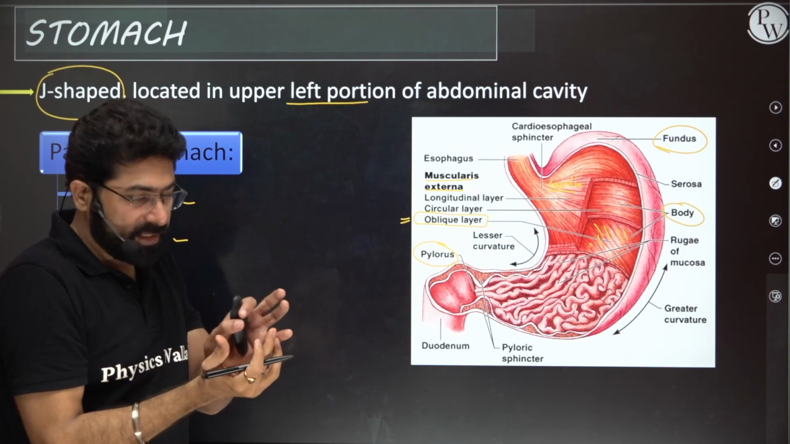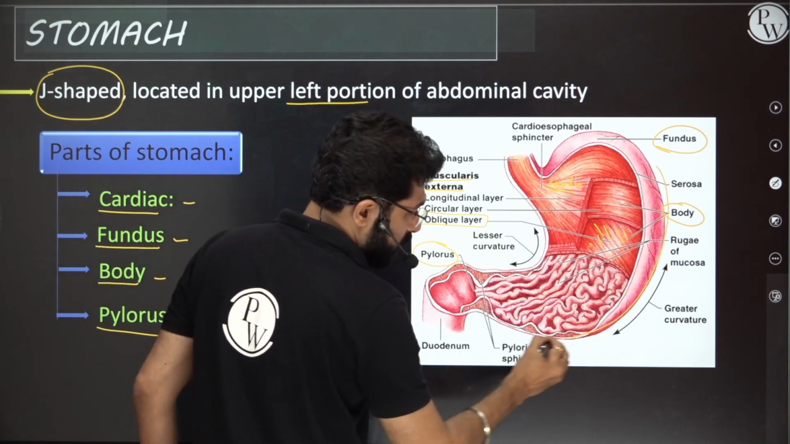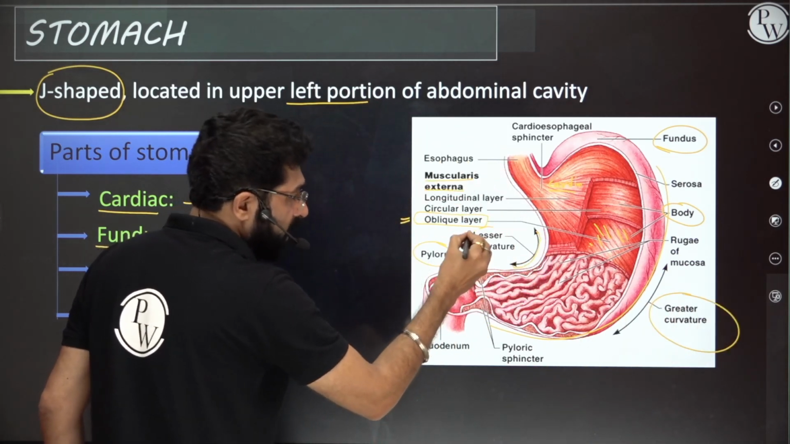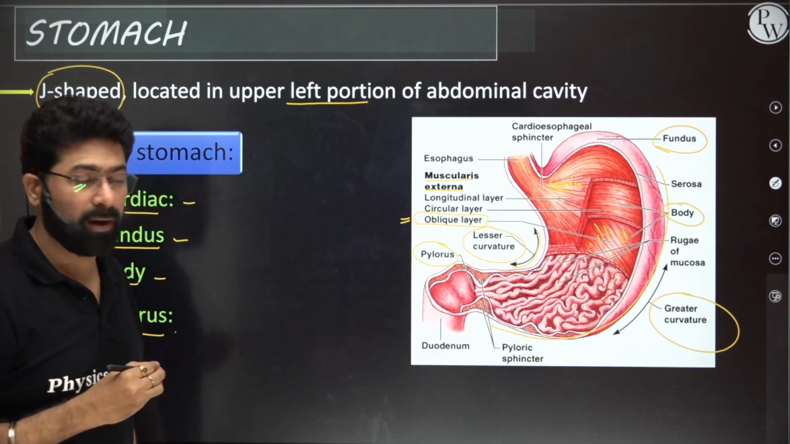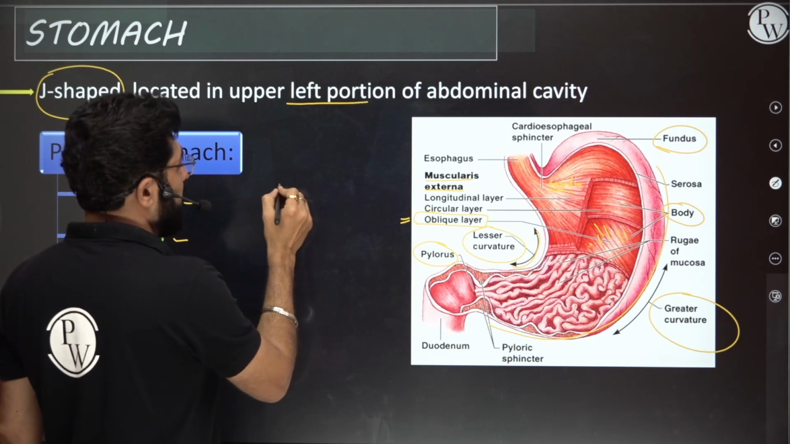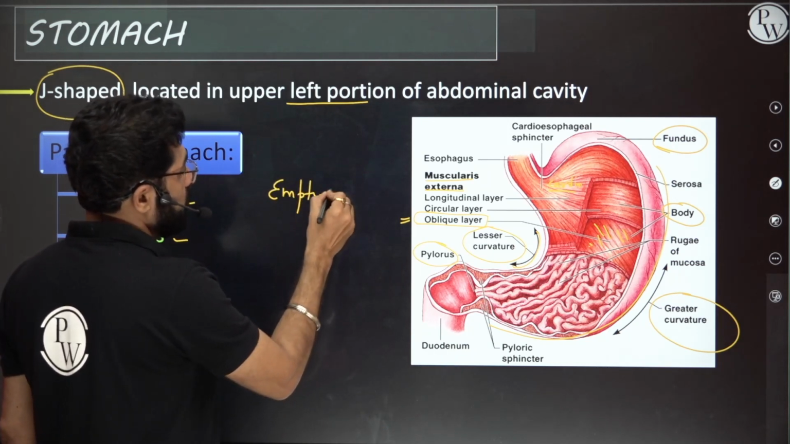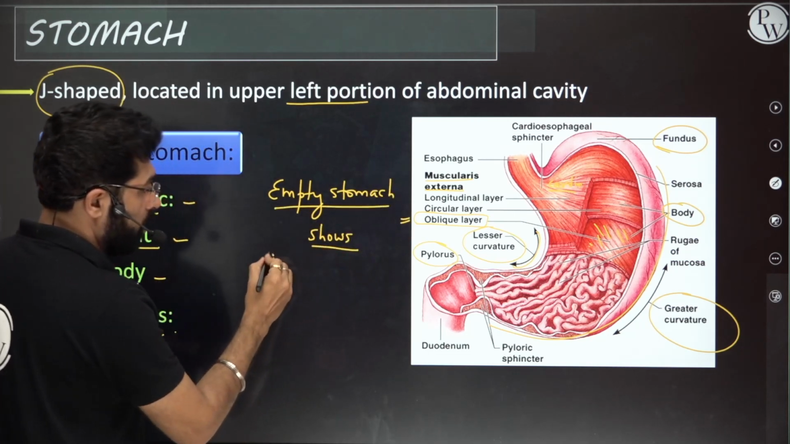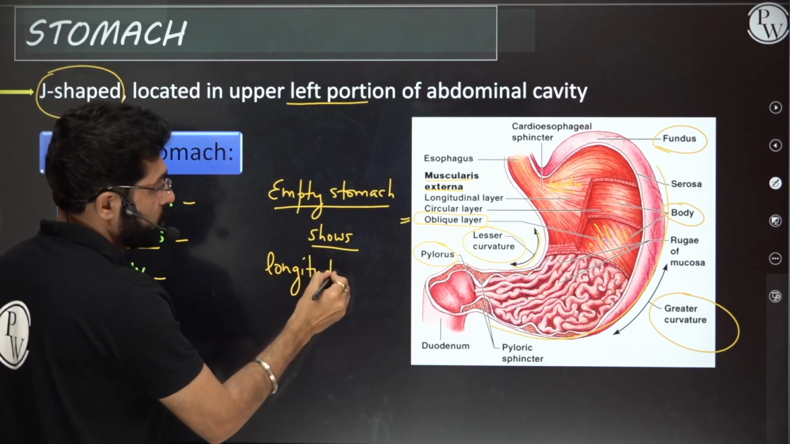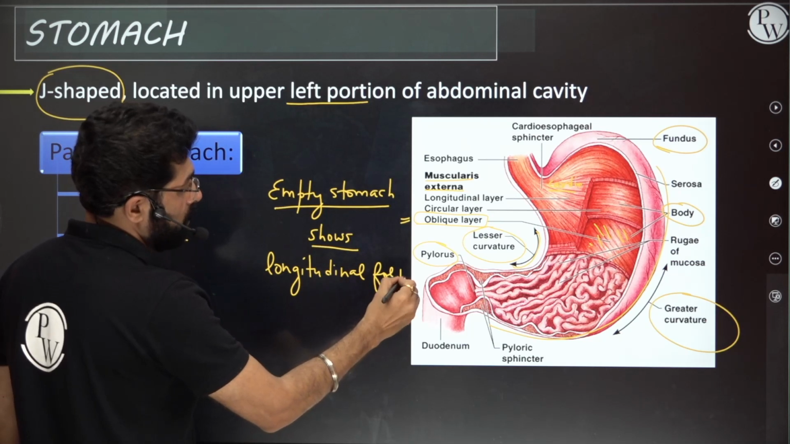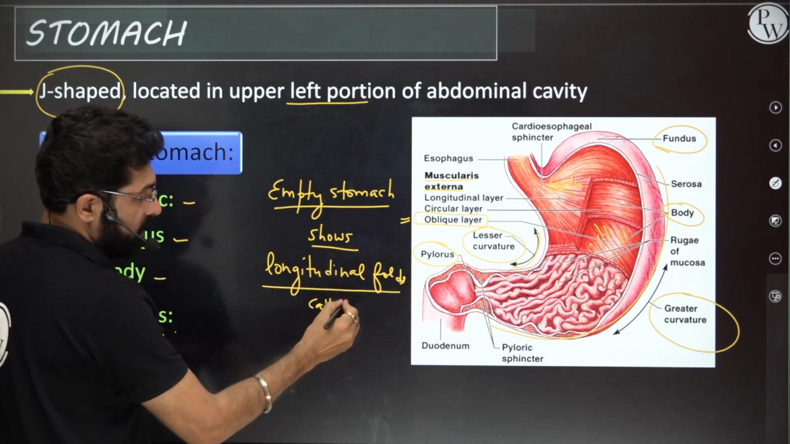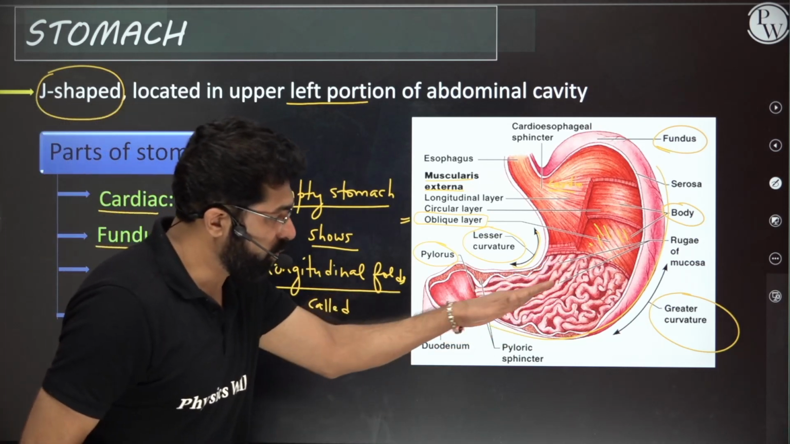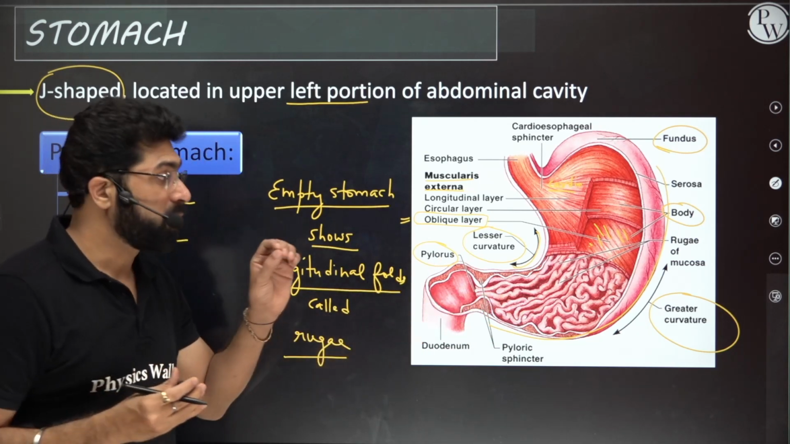This is a J-shaped bag, so one side will have more concavity. That is called the greater curvature. And you will have more convexity on one side. That is called the lesser curvature. Moreover, you can see when the stomach is empty, an empty stomach shows longitudinal folds. Please remember, it shows longitudinal folds. What are those longitudinal folds? These are the ones we call rugae. Understood?